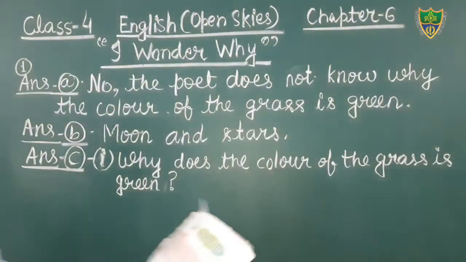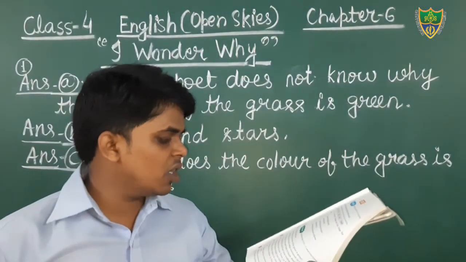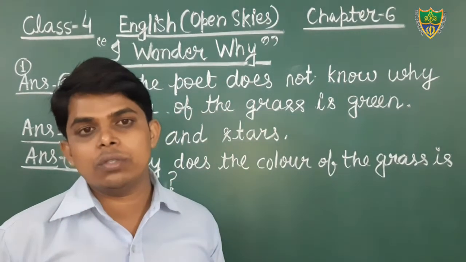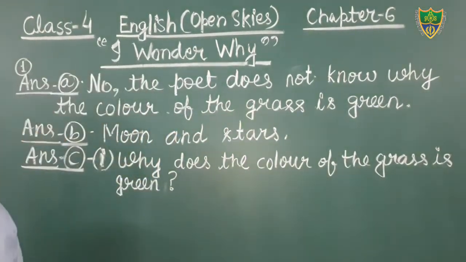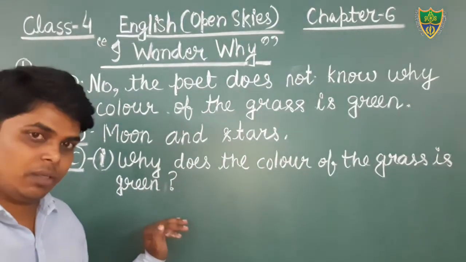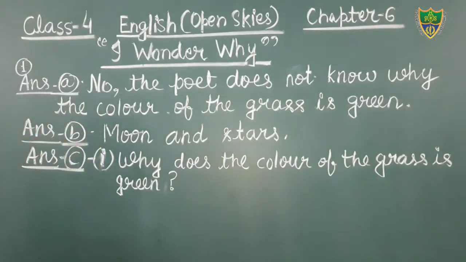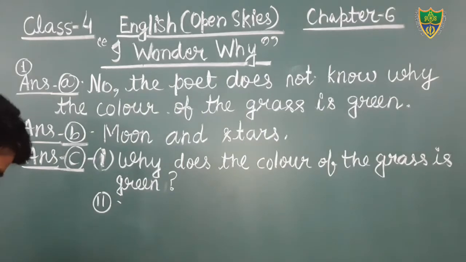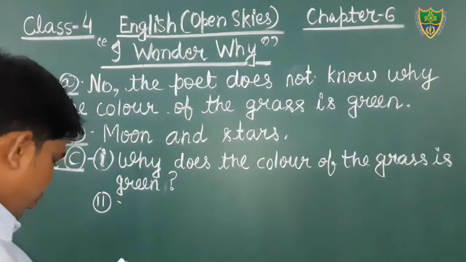Dear students, the question is given here: What three things does the poet want to know about? The poet wants to know why the color of the grass is green. Okay. Another thing he wanted to know is who lights the stars when they blow out.